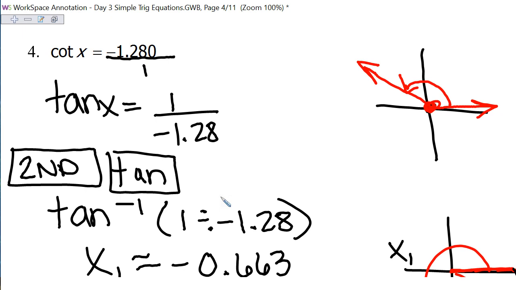One more. So we found the answer for quadrant 4. Now we need to figure out what would the answer be for quadrant 2. So this angle is x2. Well, I know from here to here is how much? Pi. So how could I find this angle right here? This entire piece is pi. From what? Well, the answer that we just got was for this angle right here.